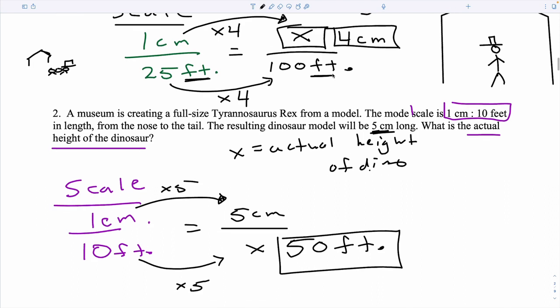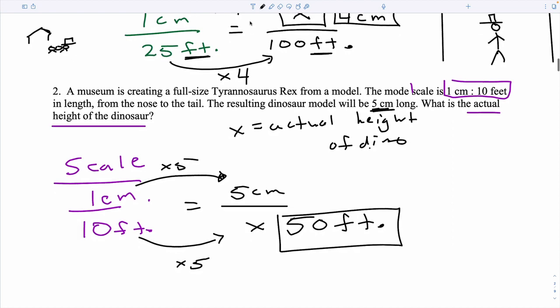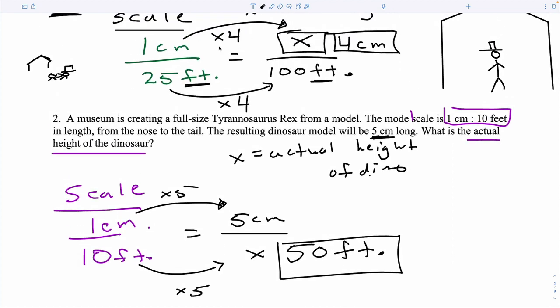Good question. So look back at 1. Sometimes your answer will be at the top. Sometimes your answer will be at the bottom. It just depends on what you're trying to find. The top here is the model. It's in centimeters, right? The bottom is the actual size. In the top, they wanted us to find that model size. On number 2, they wanted us to find the actual real life size.